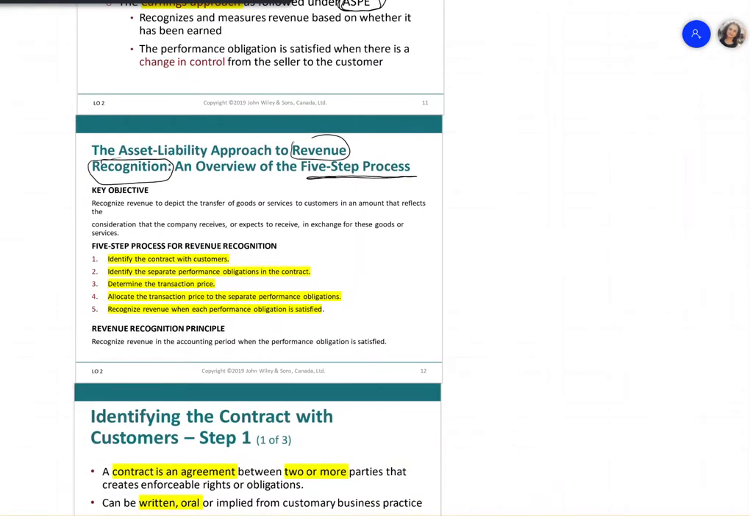The first one is to identify the contract. The second one is to identify the separate performance obligations in the contract. Then we're going to set the price. Once we set the price, if we have more than one obligation, we're going to allocate the price to those separate obligations. Once we have done that, we're going to recognize the revenue for each performance obligation. So these 5 steps are the process of revenue recognition.